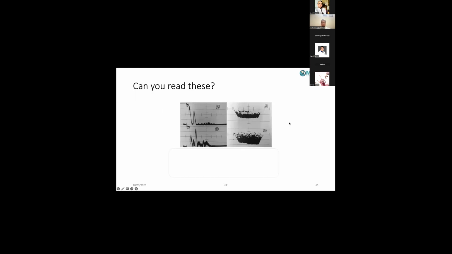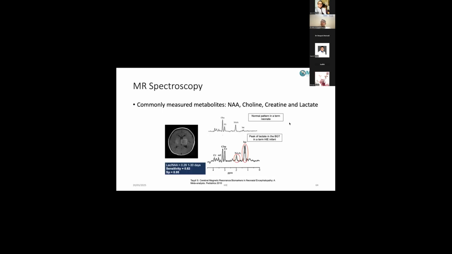Okay. Right. So this is what the spectroscopy does. You can look at whether the lactate levels are very high. Brain is not the area to have anaerobic metabolism. If you have anaerobic metabolism, your lactate is going to go up because that's anaerobic glycolysis. If your lactate is high, that's a case of HIE, right?